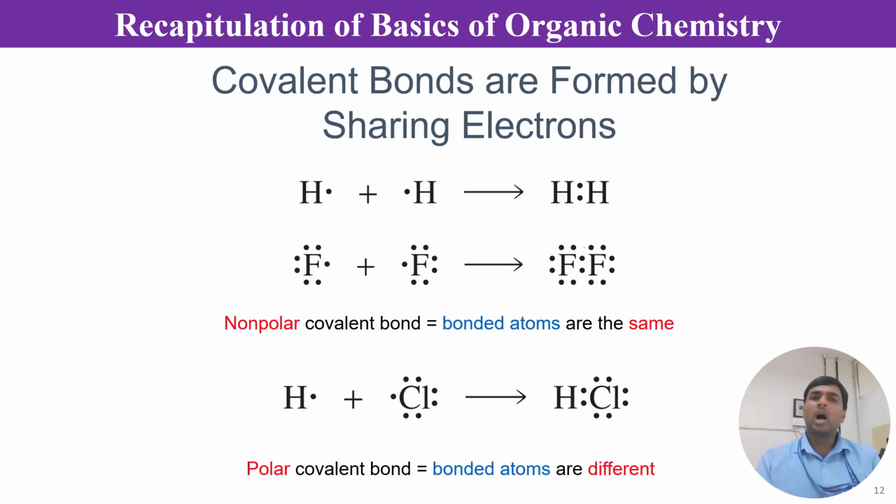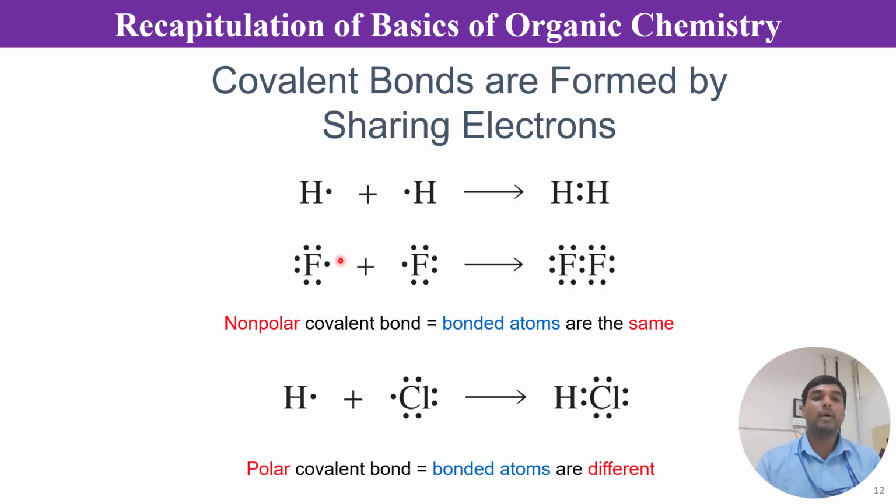Now, how are covalent bonds formed? Basically, when you have an unpaired electron in the outer shell orbital of each atom, they can share the electrons and form covalent bonds. So for example, two hydrogen atoms can share one electron and form the bond, and that's called the covalent bond.